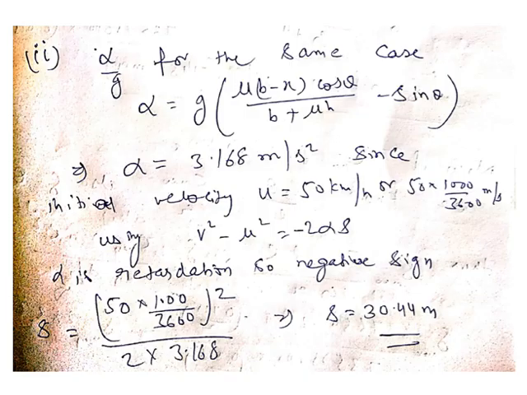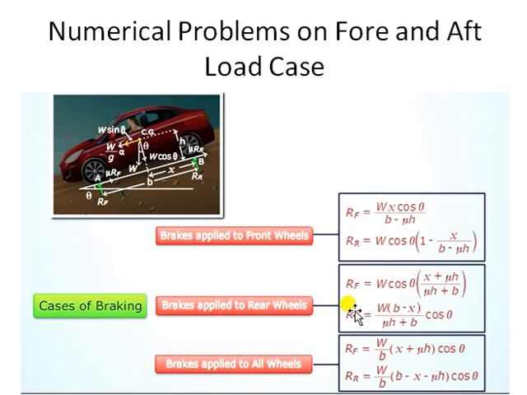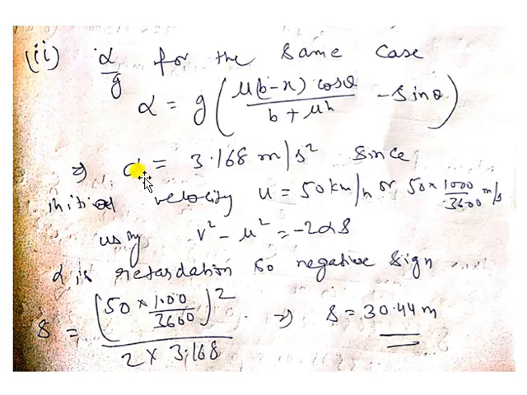The second part is the stopping distance I need to calculate. For the same case, brakes on the rear axle, rear wheels, we have also derived the braking efficiency, which was given by alpha by g. The expression for braking efficiency for this case was alpha by g equals mu into (b minus x cos theta) divided by (b plus mu h minus sin theta). We know all of these values given in the problem, and we have calculated cos theta also, so we will assume those values.